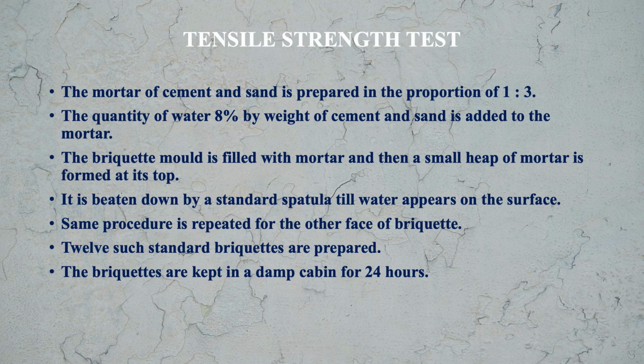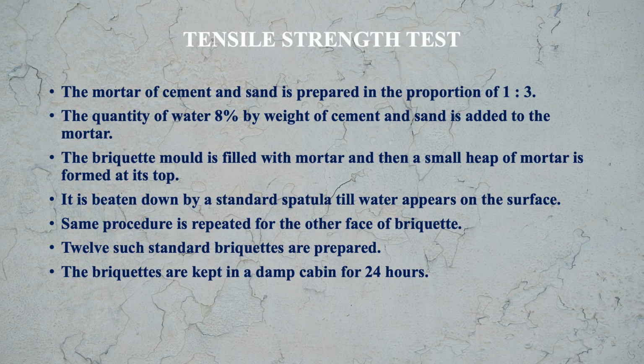Next test on cement is the tensile strength test. The mortar of cement and sand is prepared in the proportion of 1:3, as we did in the compression strength test also. Now the quantity of water, 8% by weight of cement and sand, is added to the mortar.